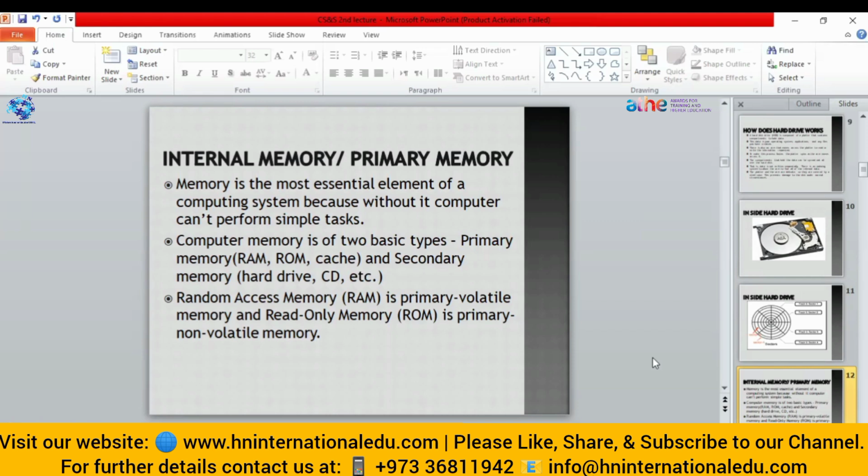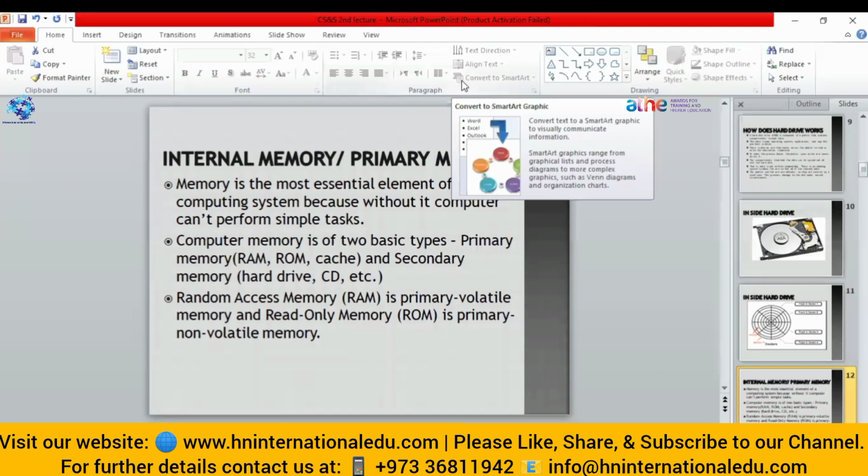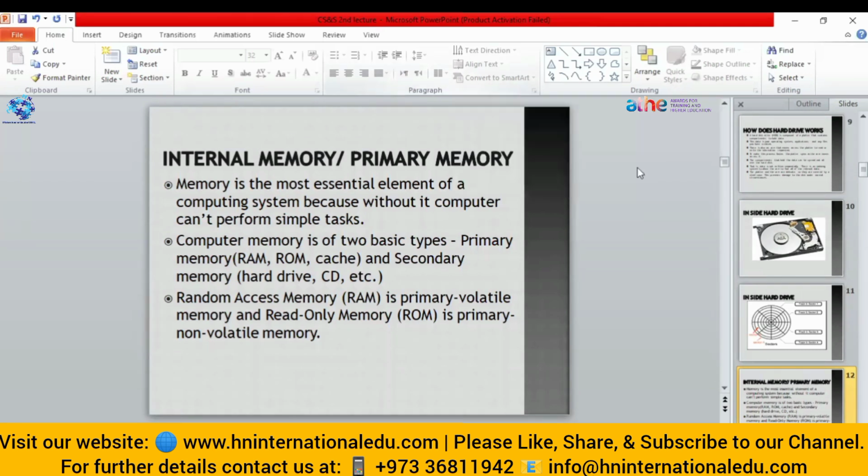So computer memory and the internal storage has two types: primary memory and secondary memory. Primary memory includes RAM, ROM, and the cache. These are the three types of the memory, and the secondary memory includes the hard disk that we have discussed, and DVDs, CDs, and USB drives that are also extra secondary storage devices.